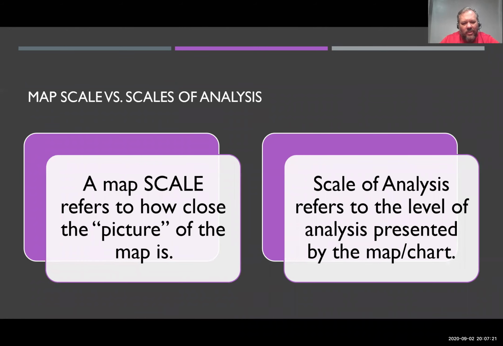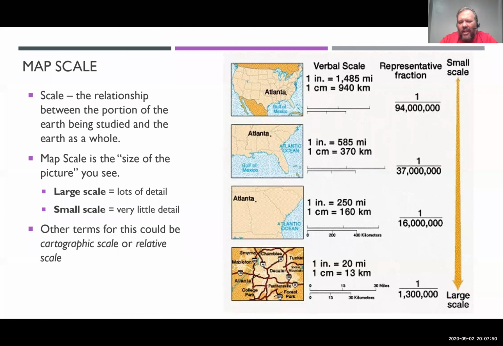So the first I want to look at these two comparisons. So again, a map scale refers to how close the picture is. Remember, this is the one we've been talking about. If we zoom in on a city and look at a map of a city itself, that would be a very large scale. And as we zoom out, that's a very small scale. And again, scales of analysis refers to what level of analysis we're looking at in the map. And hopefully within about 7 or 8 minutes, that's going to make a lot more sense. So first, let's look at map scale itself.